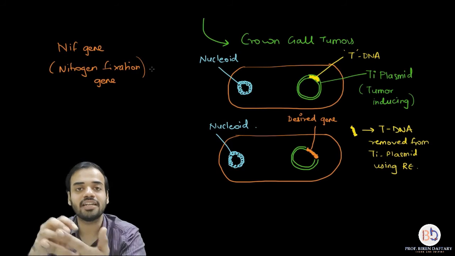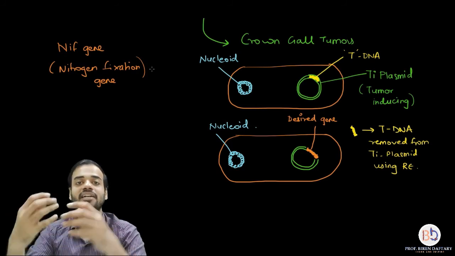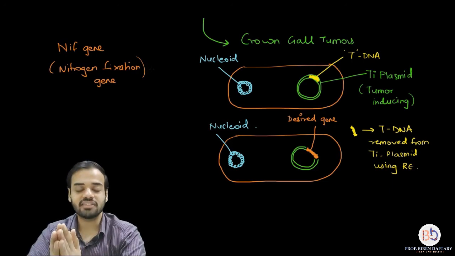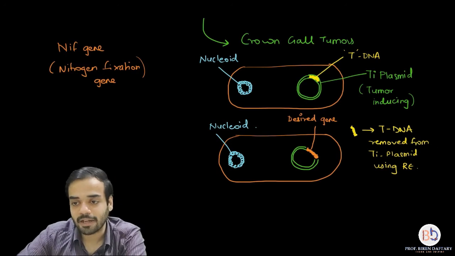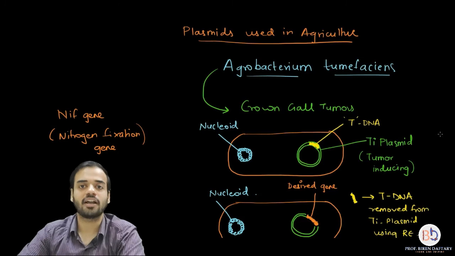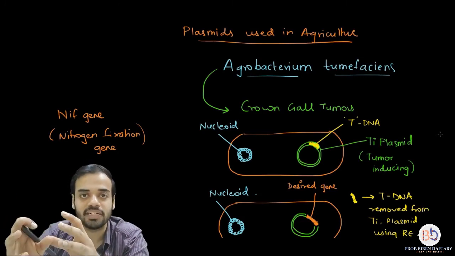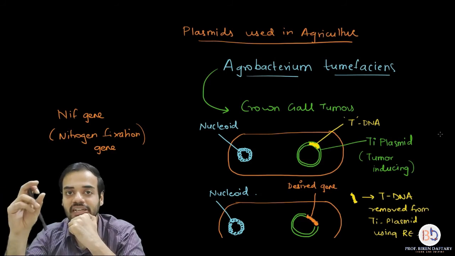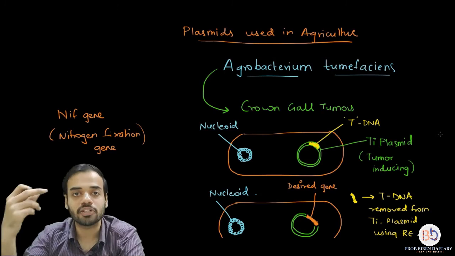That is why the name of the bacterium is Agrobacterium. Agro means related to agriculture. Is this clear? So with that, we have completed this part about plasmids which are used in agriculture. I hope this part is clear. I hope Agrobacterium is clear. Please remember the structure. The plasmid is Ti plasmid. The original gene which causes damage is called tDNA. It causes tumors to grow in plant.